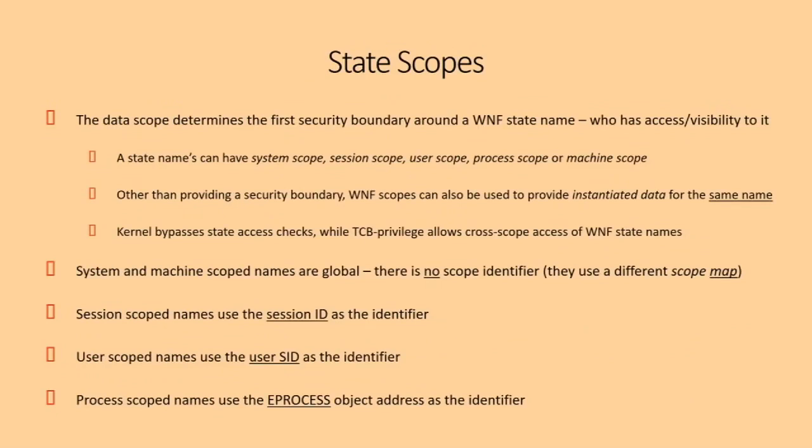The second piece of a state name is its scope. The scope determines basically the initial security boundary and visibility boundary around a WNF state. So a WNF state name can either be global, or it can be unique to a session, or unique to a user, or unique to a process. So you can say only this process and its threads know about these state names, or only Alex's processes can touch the state name, or only whoever's logged in session 1 can touch a state name, or anything across the system can do this. So there's different scoping that you can associate, and lifetime and scope obviously go hand in hand together.